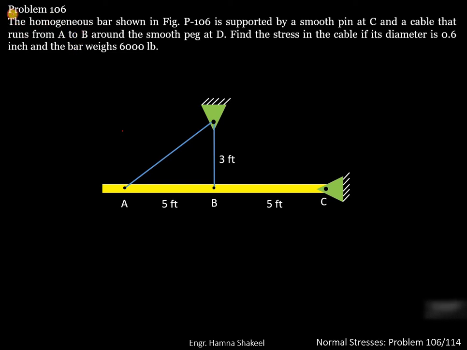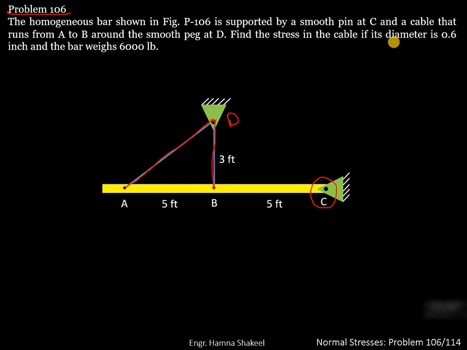In this video, we will solve problem number 106 that is related to normal stresses. The problem statement states that the homogeneous bar shown in this figure is supported by a smooth pin at C. So you've got here a smooth pin at C and a cable that runs from A to B around the smooth peg at D. So you have got a cable AB that is starting from A and that is running over this smooth peg at D and then is connected to a point at B.